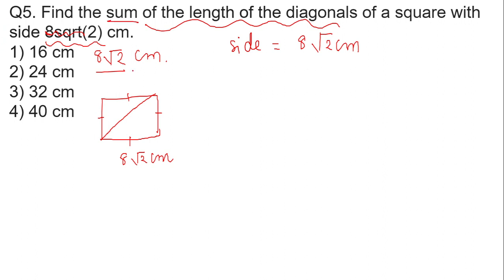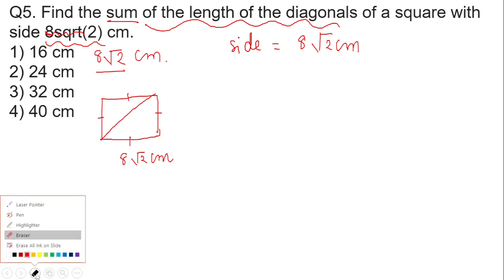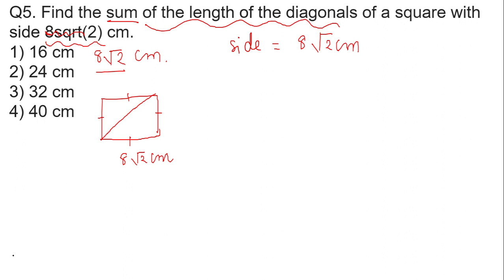Actually, they are talking about the 2 diagonals. This is the first diagonal and this is the second diagonal, and you have to find the sum of these 2 diagonals together. I'll simply draw a single diagonal, then I'll draw the second one. Now look at the figure. This is the diagonal, and we know how to find the diagonal of any square. The diagonal of a given square is equal to side under root 2.